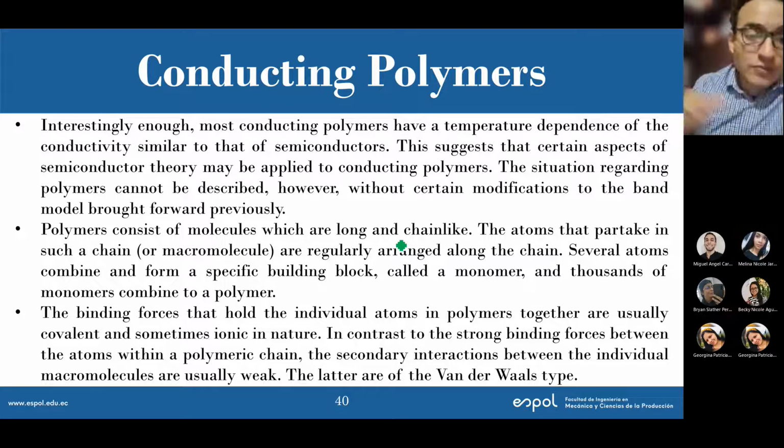So remember, polymers have quite long chains, right? They have macromolecules, they have the monomer, and then that monomer keeps repeating on and on and on, and it forms the polymer, right? The forces that hold the atoms inside the monomer, and also hold the repetition of those monomers, are usually covalent, sometimes ionic, but most of them are actually covalent.